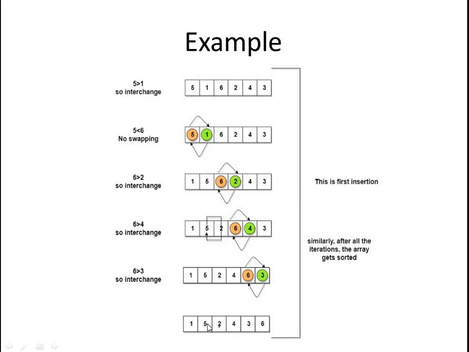So in the next iteration, 5 will be coming towards the end. After that, in the upcoming iterations, 4 will be coming to its position, then 3 will be coming to its position, then 2 will be coming to its position, and finally it will be a sorted array. So this is how bubble sort is performed.